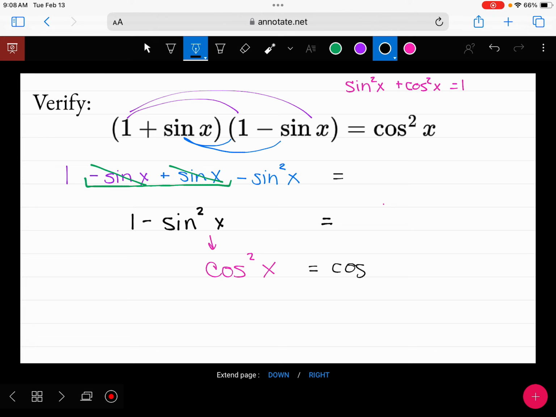So cosine squared of x, and our right-hand side was cosine squared of x. So we did it. My left-hand side matches my right-hand side. Those are both check marks. My left-hand side matches my right-hand side, so we did it. So I'm working one side. This side definitely looked like the more complicated side, and I got all the way down until it matched the right-hand side.